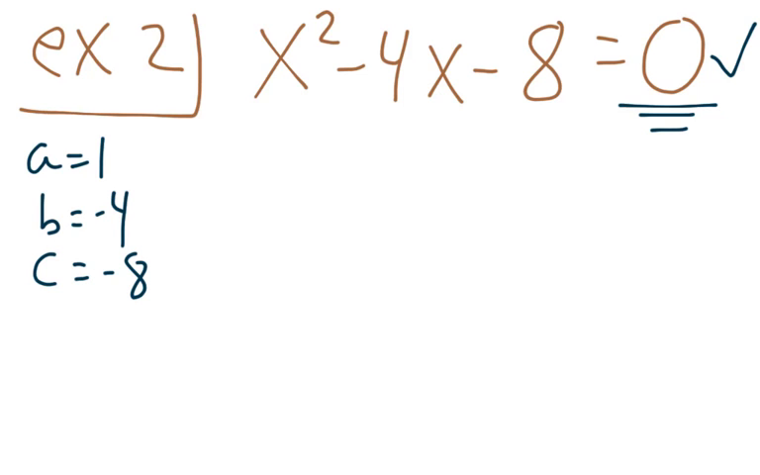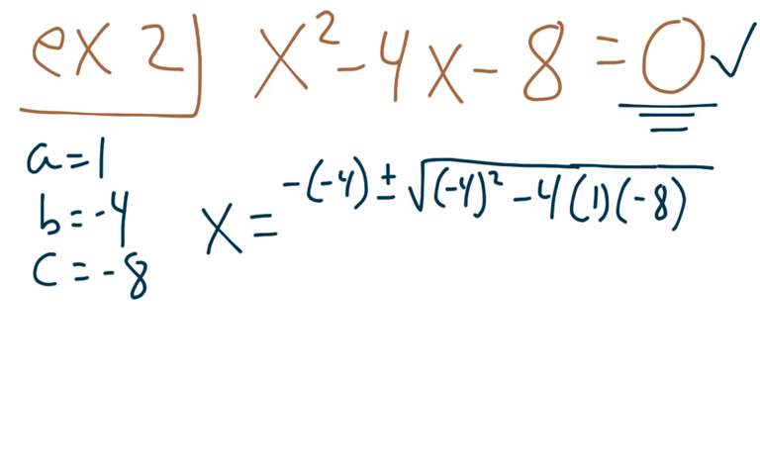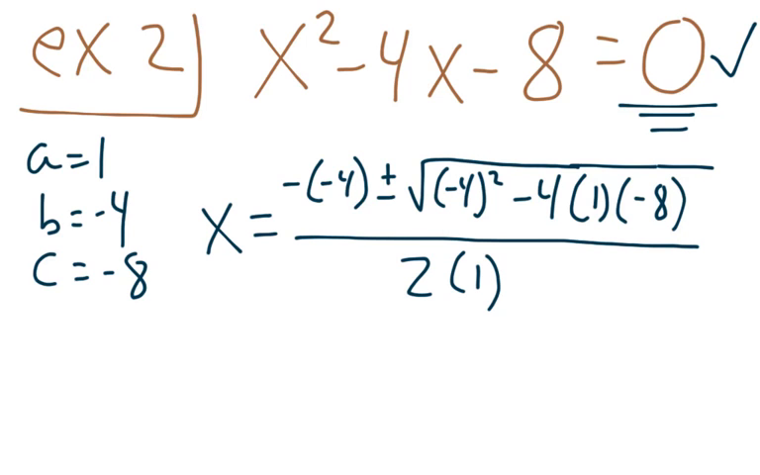So let's do this. So the first part of the quadratic equation, negative b, so negative 4, plus or minus the square root of b squared, so negative 4 squared, minus 4 times a, that's 1, times c, that's negative 8, close parenthesis, all over 2 times 1, 2a.